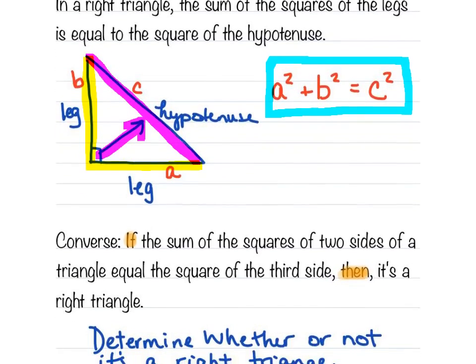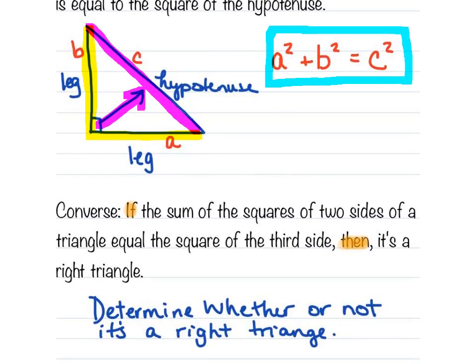The converse of the Pythagorean theorem says this: if the sum of the squares of two sides of a triangle equal the square of the third side, then it's a right triangle. Pause the video and copy that down.